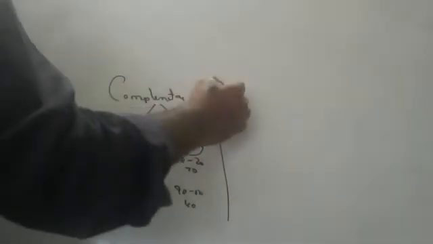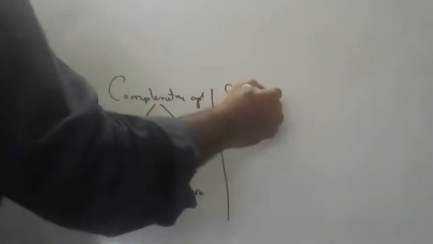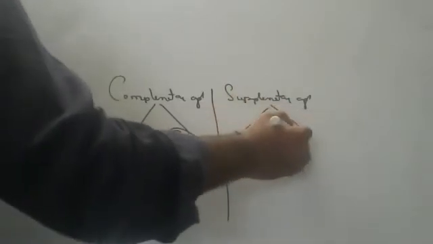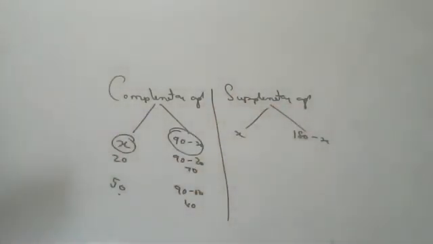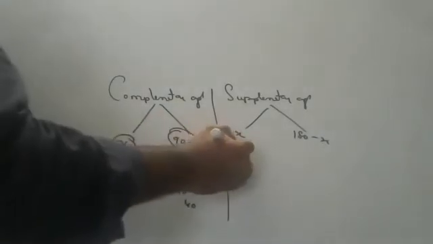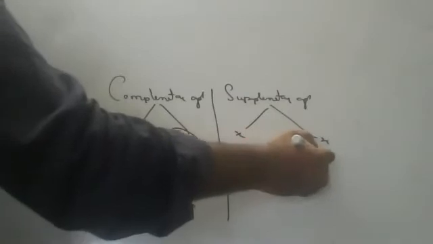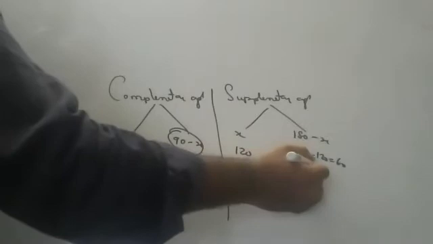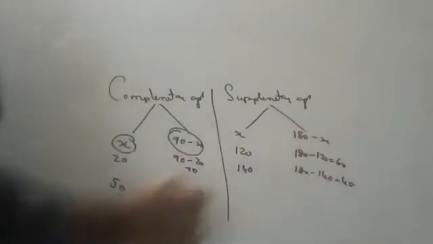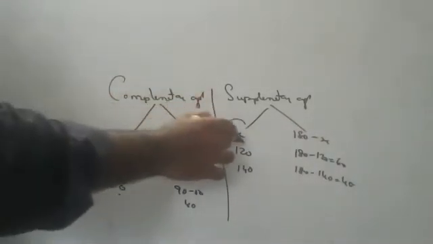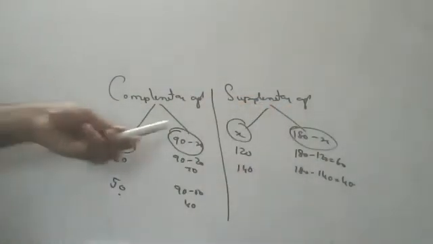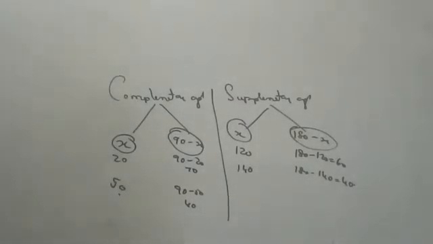And one more rule: if they say two supplementary angles, if one is x, take the other one as 180 minus x. Suppose one is 120, what is the other one? 180 minus 120, that is 60. Suppose one is 140, the other is 180 minus 140, that is 40. Whenever they say two supplementary angles, take x and 180 minus x. Whenever they say complementary angles, take x and 90 minus x. Like this, you can do any question, children.